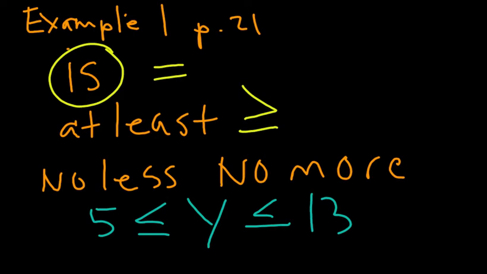Look at the answer and let's think about what it said. A number y is no less, that means no smaller. That means it can't be smaller than 5. 5 is the smallest it could be. And no more than 13. It can't be bigger than 13. It's in between. And you write it in this kind of interesting, weird, special way.